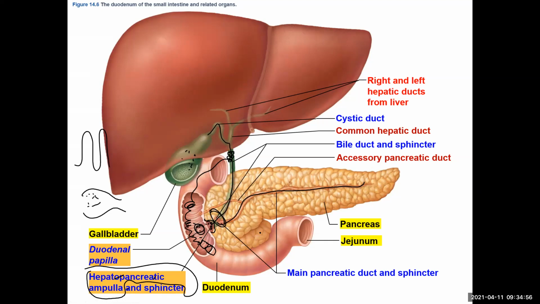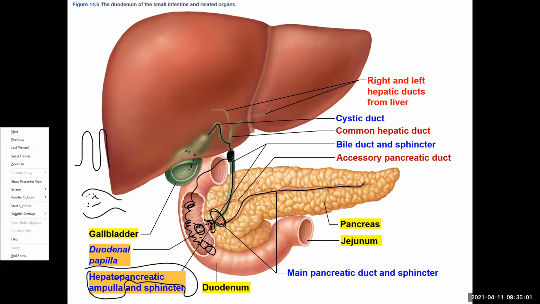And God forbid, if there's one stone over here, do you think the bile can come out? It has blocked the way. Bile cannot be released. And plus, CCK is the hormone which is continuously contracting the gallbladder. What's going to happen then? These people will have a lot of pain because CCK is contracting the gallbladder, but there's no place for the bile to come out because there's a stone. So they will face a lot of pain.